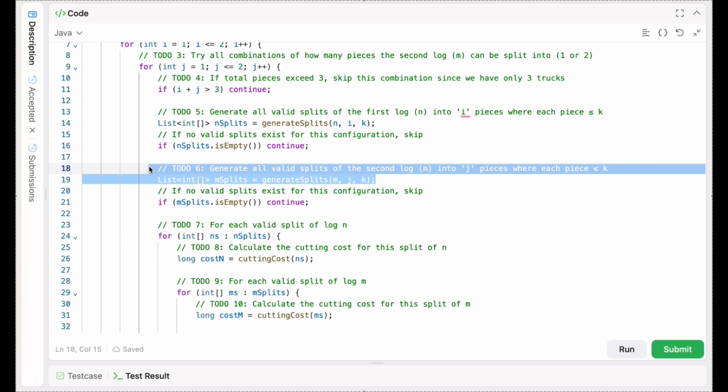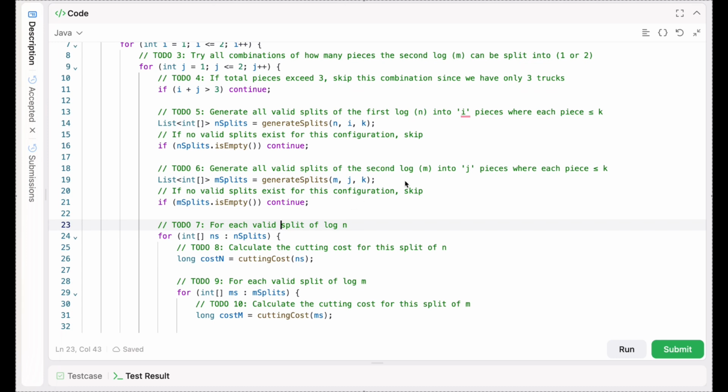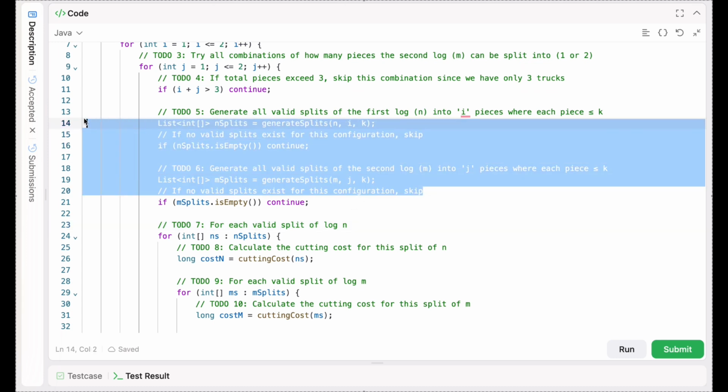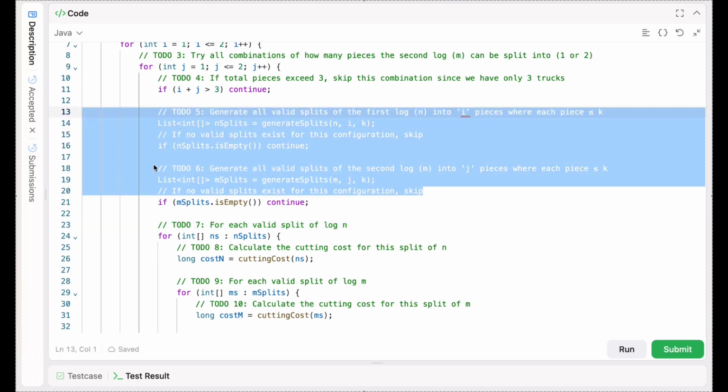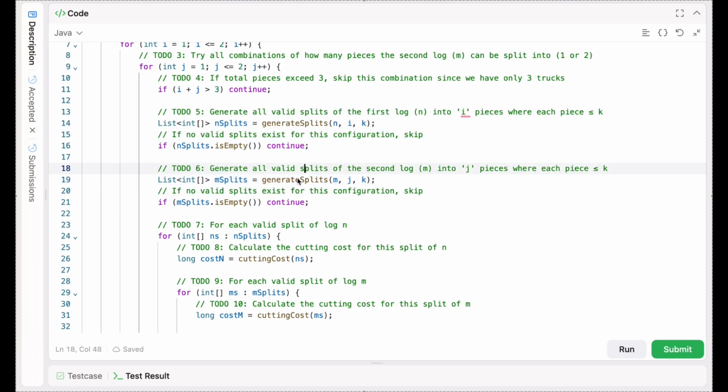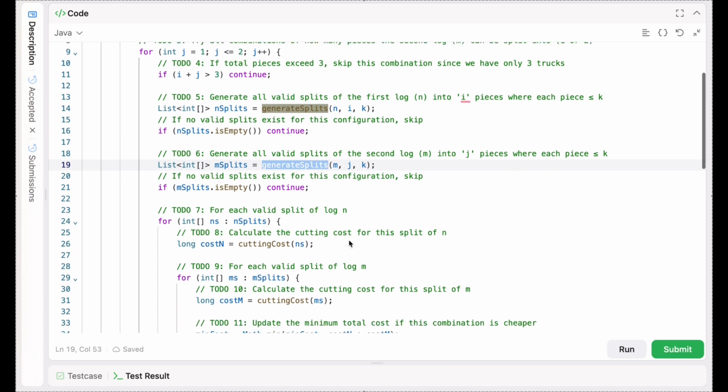So for the first one piece and two piece, then try all splits A and B. If the lengths of A and B are both less than or equal to K, then we have generated all the splits. So in this step, you only need to generate all the valid splits for each log, right? And we have the helper function we have already created.